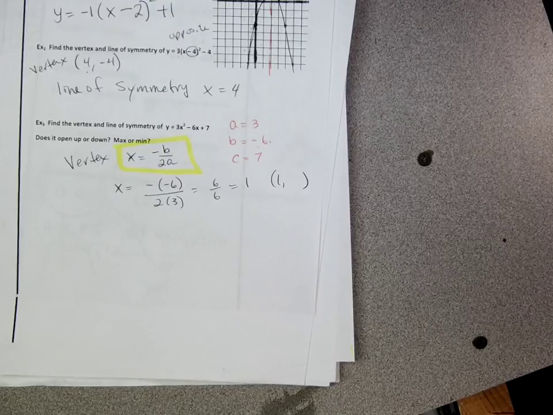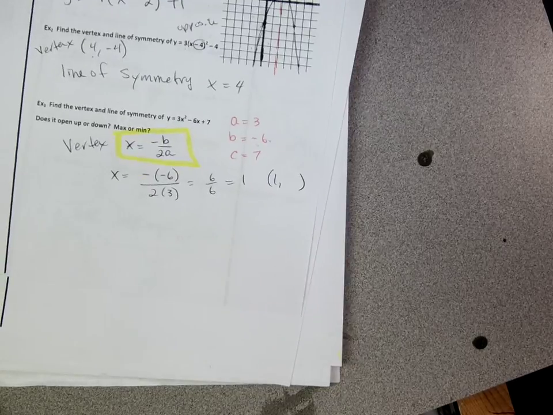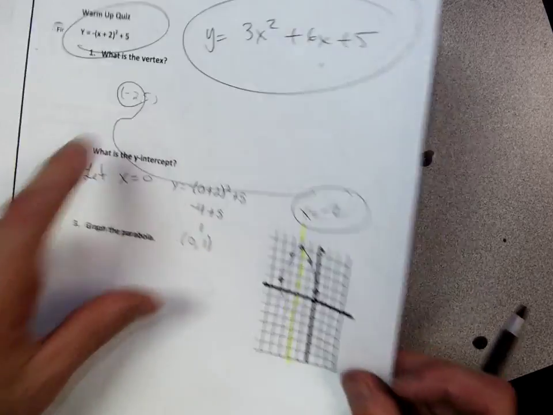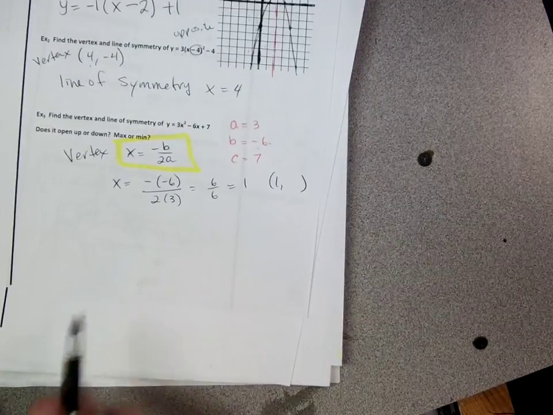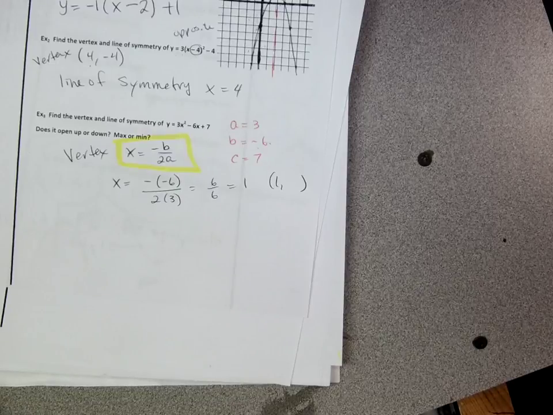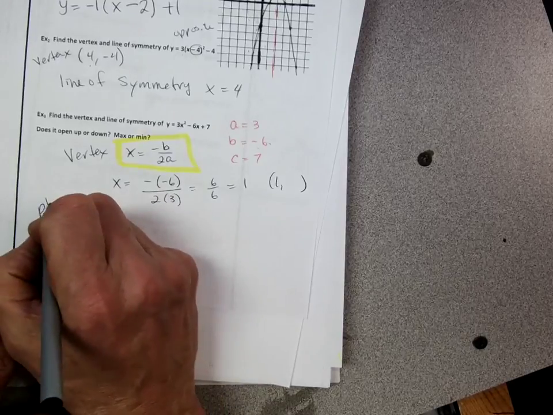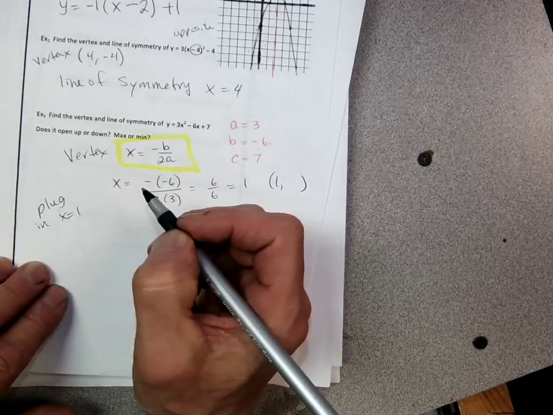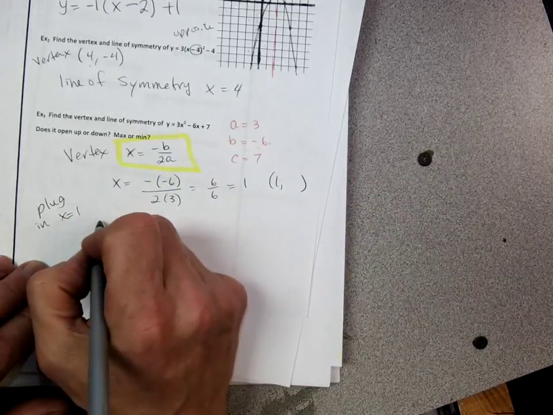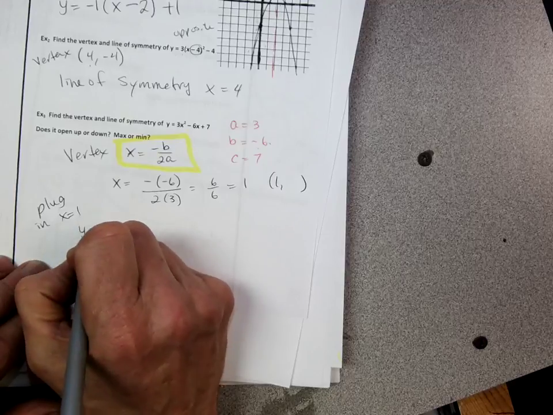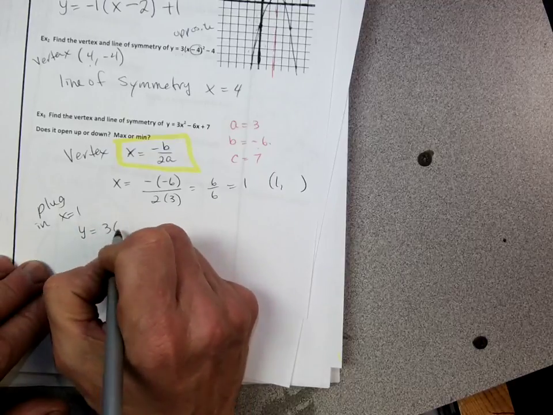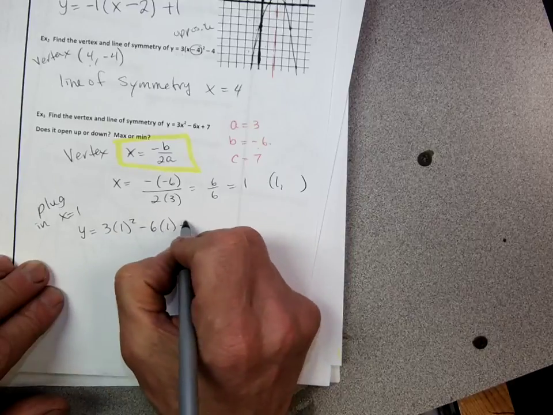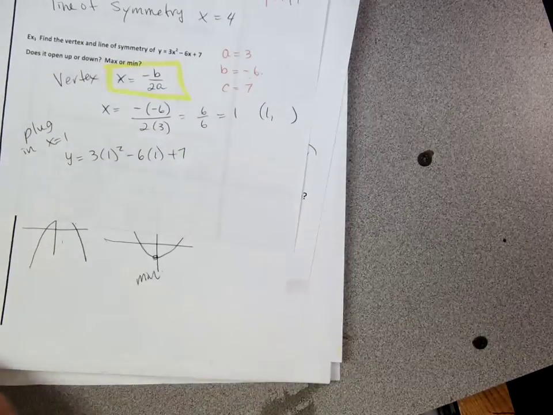Just like the vertex on our warm-up turned out to be negative 2, 5, you need the corresponding y value, right? So we've got 1 something. To find the something, we'll just plug it in. So plug in x equals 1 to get the y. So I'm going to go, all right, y is equal to 3 times 1 squared minus 6 times 1 plus 7.